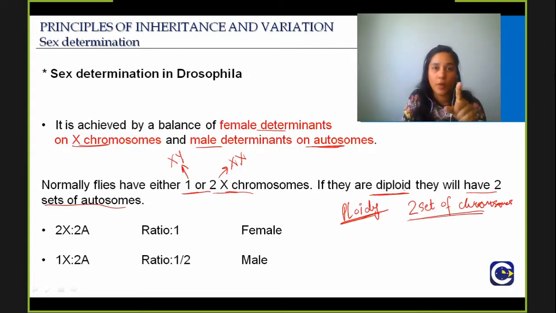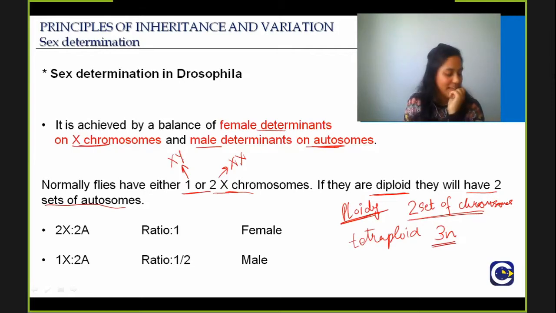Now write in the chat box. Okay, enough of me speaking. Now I want you to write how many sets of chromosomes are present in a tetraploid organism. I actually answered the question, but okay, let's see. How many sets of chromosomes are present in a tetraploid organism? What is the ploidy of a tetraploid organism?